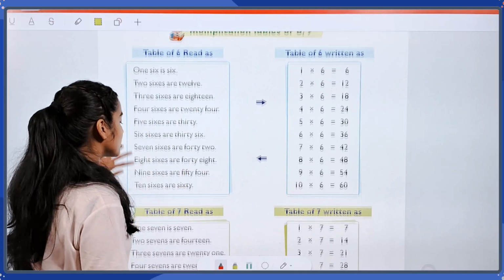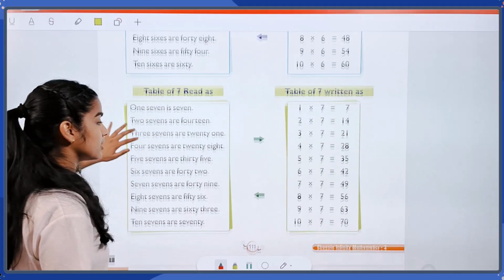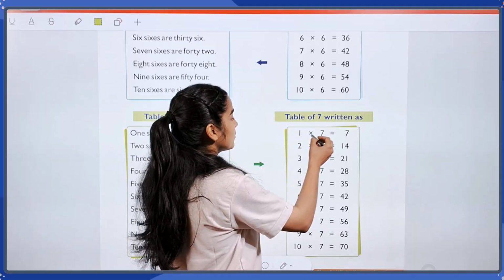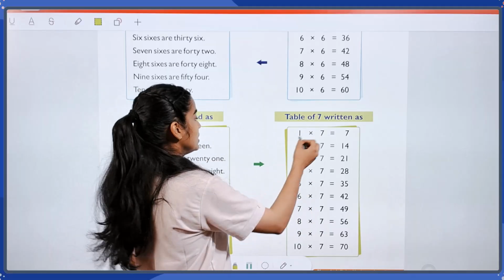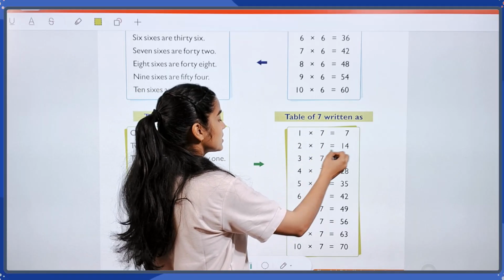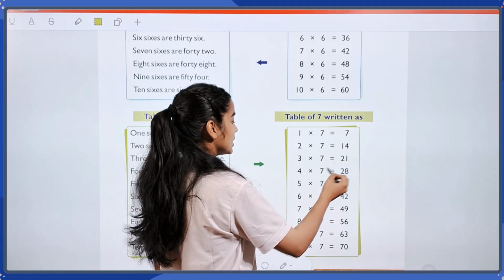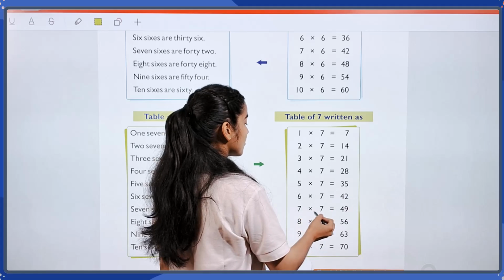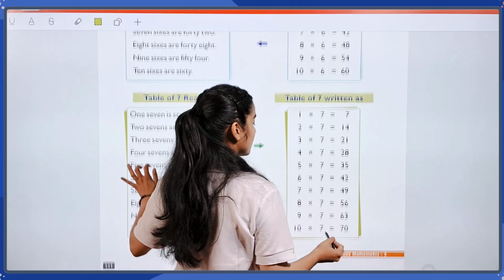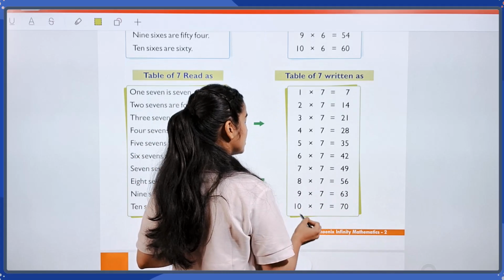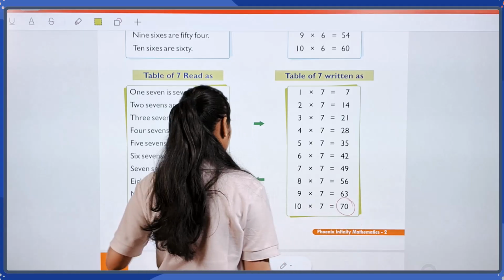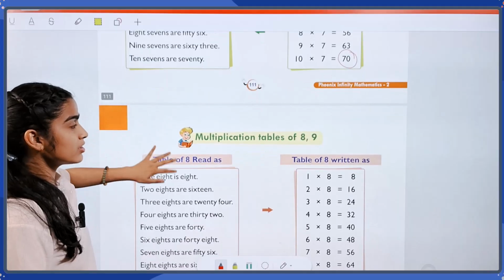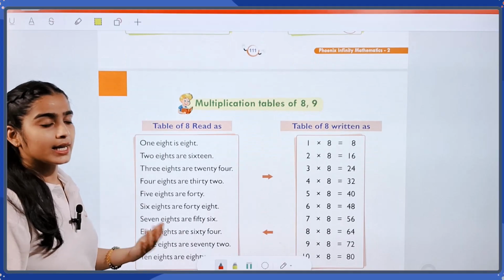Great. Now it's time for table number 7. All of you ready? Now 1 7 is 7, 2 sevens are 14, 3 sevens are 21, 4 sevens are 28, 5 sevens are 35, 6 sevens are 42, 7 sevens are 49, 8 sevens are 56, 9 sevens are 63, 10 sevens are 70. So you can easily learn these tables by repeating again and again.